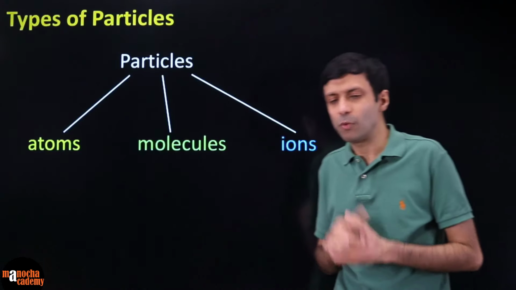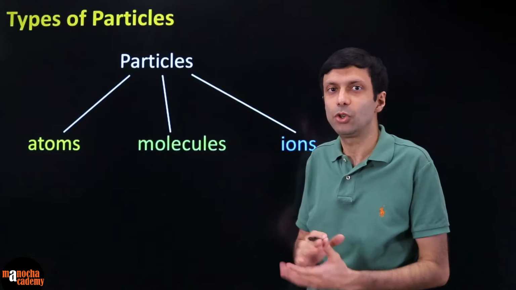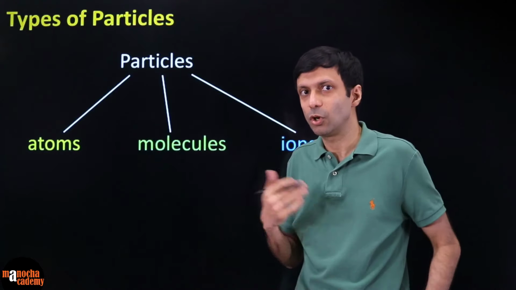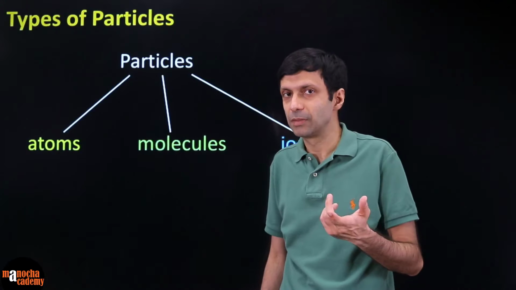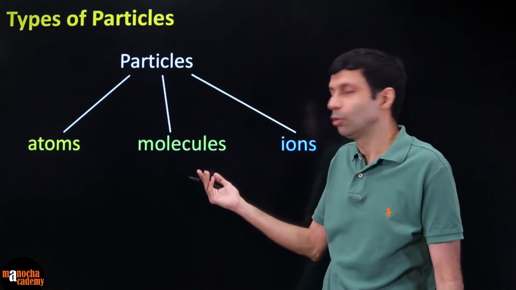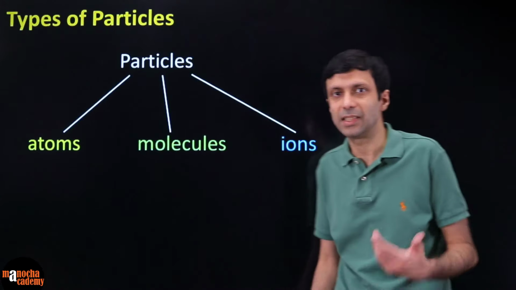So we have been talking about particles, right? Matter is made up of tiny, tiny particles. Now, these particles we can divide into different types. There's not just one type of particle. Particles could be atoms, they could be molecules, or they could be ions. And I'm going to discuss these in today's class.